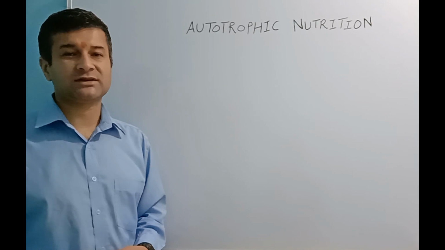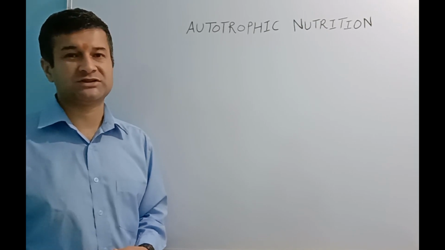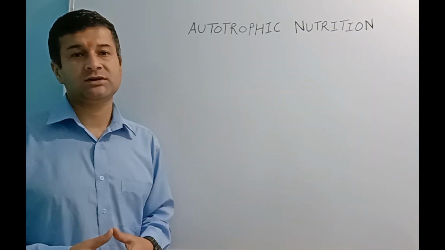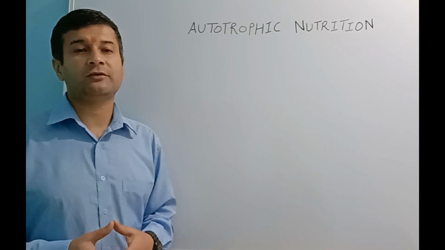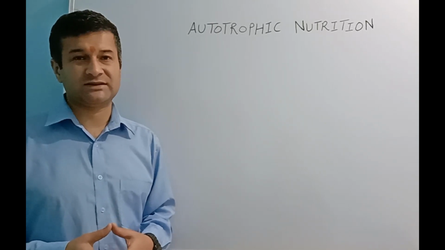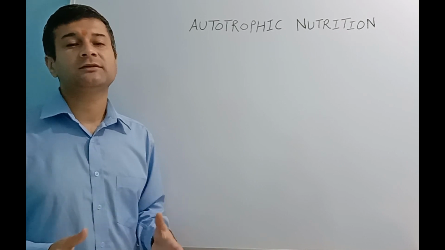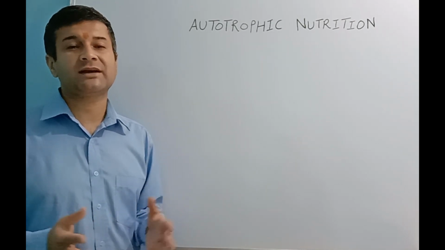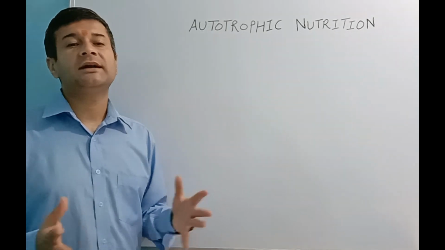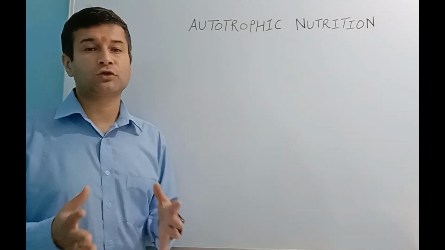Today we are going to discuss autotrophic nutrition. In this type of nutrition, the organism is able to perform the process of photosynthesis. Autotrophs are able to utilize the materials from the environment and convert them into energy. So let us discuss the process of photosynthesis.